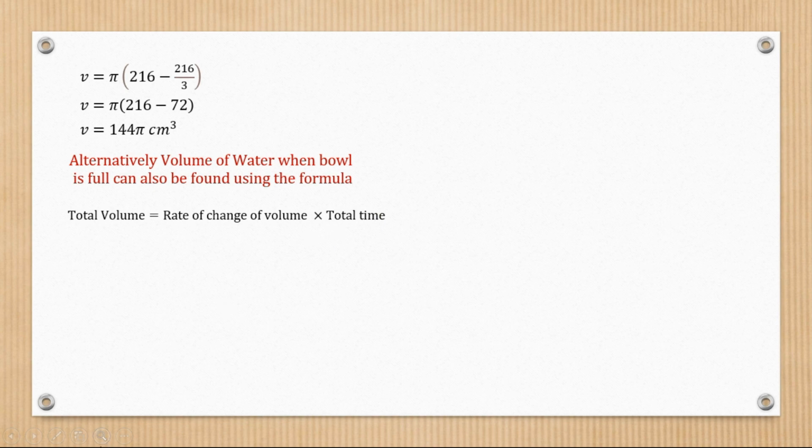We've been given the total time it takes for the bowl to get full, and that was 1 minute. We've also known that the volume of water when the bowl is full is equal to this value right here. So we're going to use this to find the rate of change of volume, which was not given to us. So we're going to substitute that in.